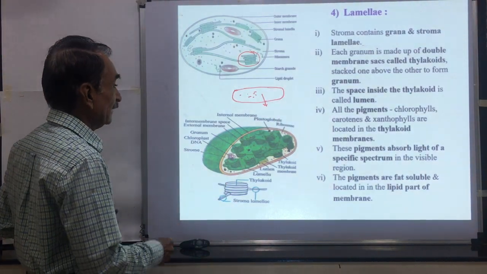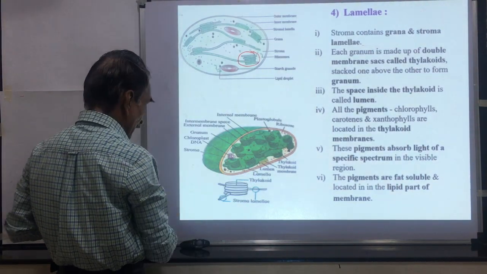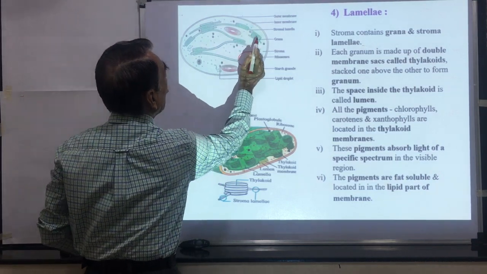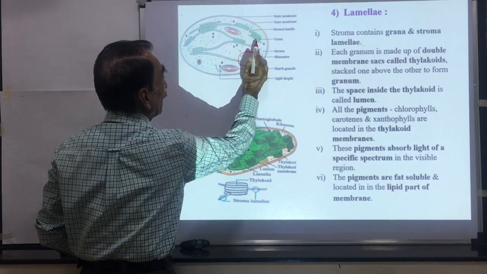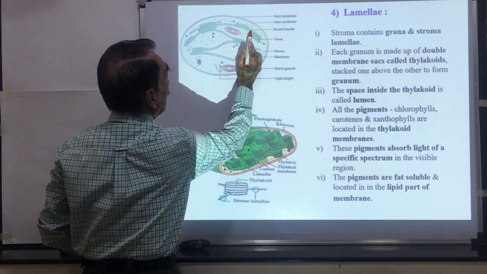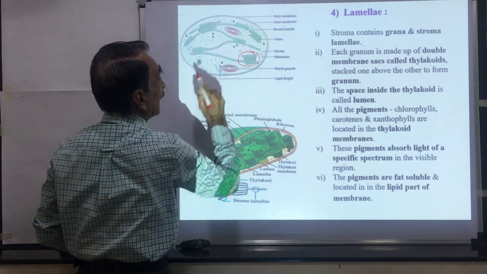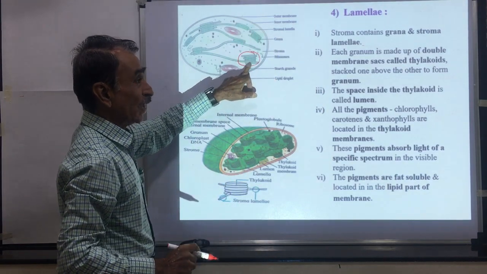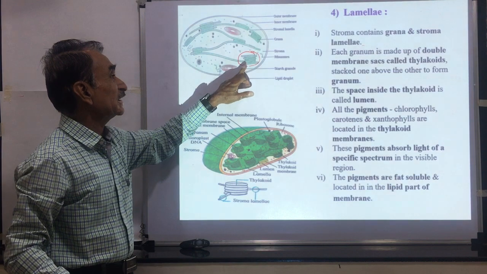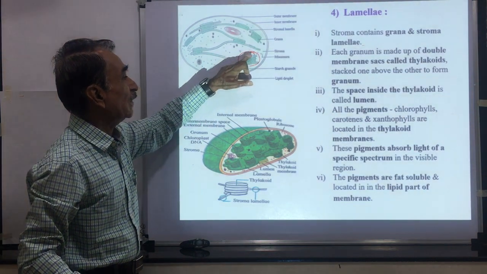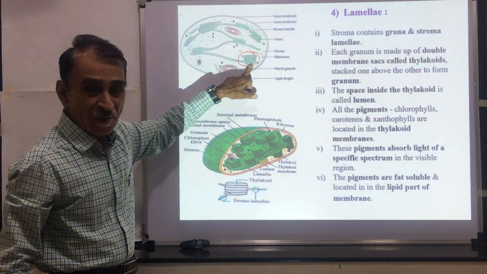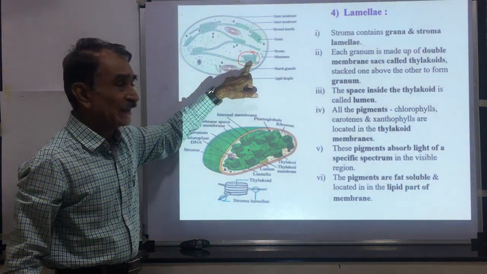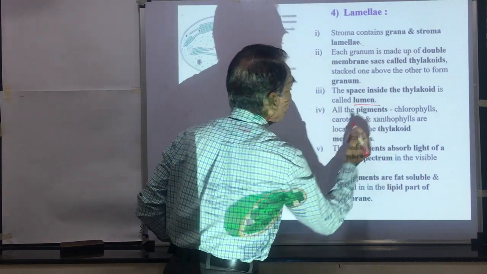You can see once again, this is the stroma. The stroma contains the granum, that is grana lamina. This is the stroma connecting between these grana. These are the stroma lamina. Granum is made up of double membrane discs which are placed one above the other like a pile of coins. These are called thylakoids. The space inside the thylakoid is called the lumen.